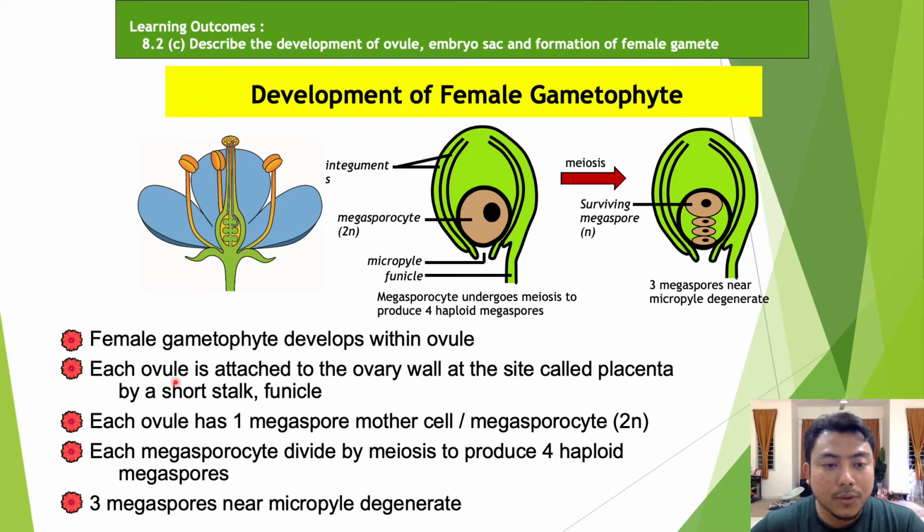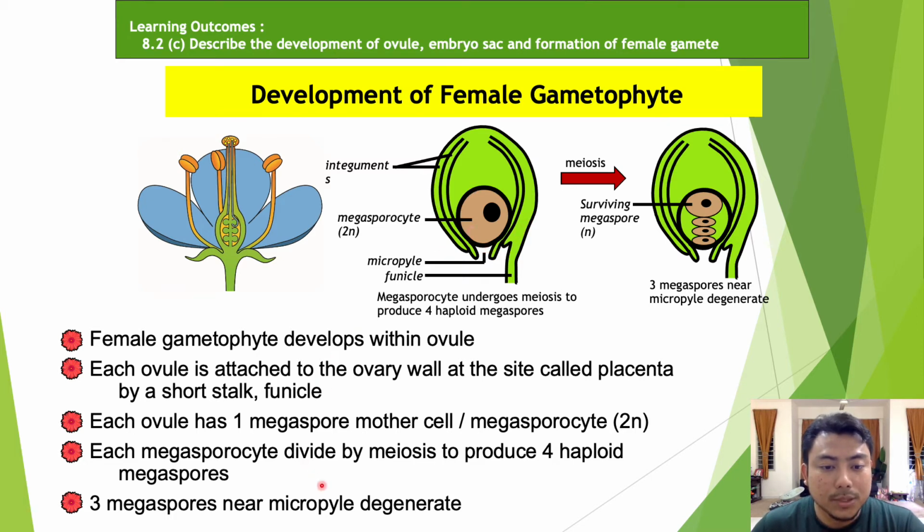So each ovule is attached to the ovary wall at the site called placenta by a short stalk called funicle. So this is the funicle, short stalk, tangkai yang pendek. So dia akan melekat dekat situ lah. Okay. Each ovule has one megaspore mother cell, or also called megasporocyte. In this diagram it is referring to this one, megasporocyte. This big structure here, this one big cell here.